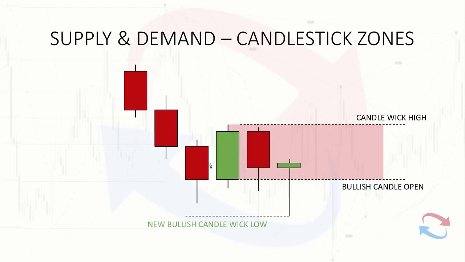Now, if we get a scenario where we have a bullish candle that makes a new low, lower than the previous low right here, this does count as supply, but it's not a supply zone. It's not, in my opinion, the strongest area of supply, and not a supply zone that I'm particularly fond of. I would prefer a bearish candle that makes a new low or a new wick low.